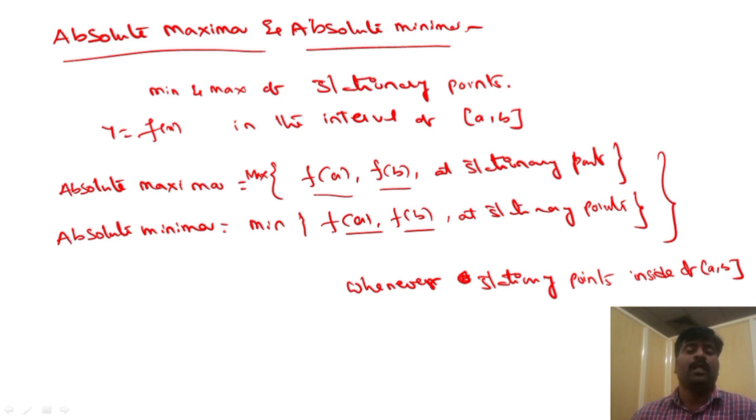f(a) and f(b). Similarly, for the minimum you should also consider the endpoints. If the stationary points are outside, then no need to worry. Right, so let us go for examples of this.